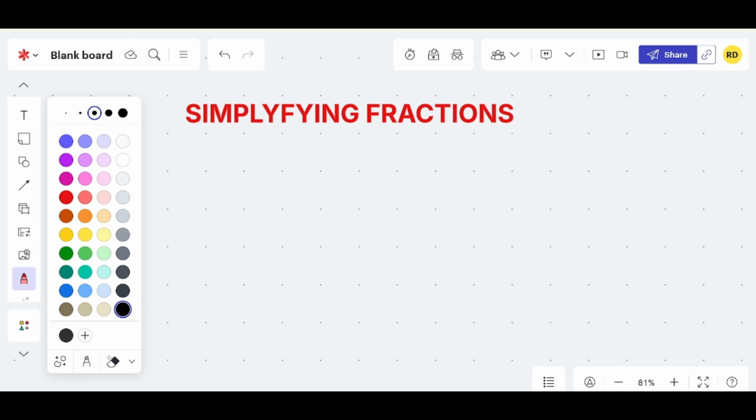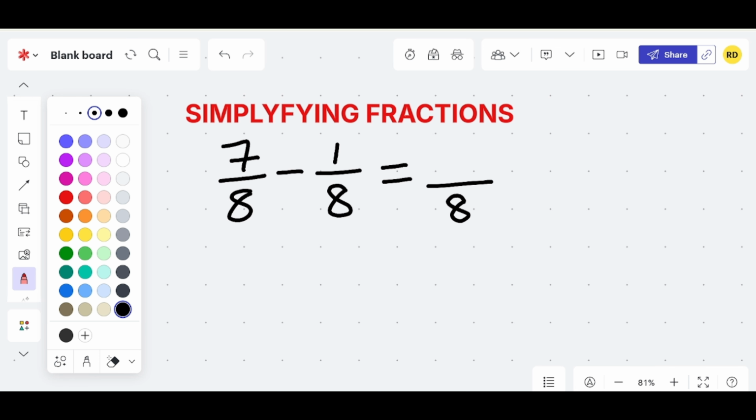Let's take an example question. Let's see 7 over 8 minus 1 over 8. So what is the answer? As you can see, these two are fractions having the same denominator. Just like the addition, you just have to write the same denominator and then you subtract the numerators. So 7 minus 1, that's going to be 6. So you write 6 over 8.